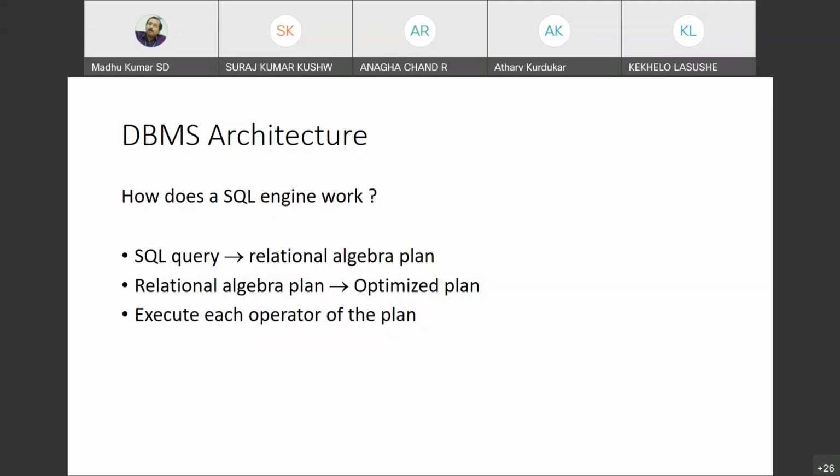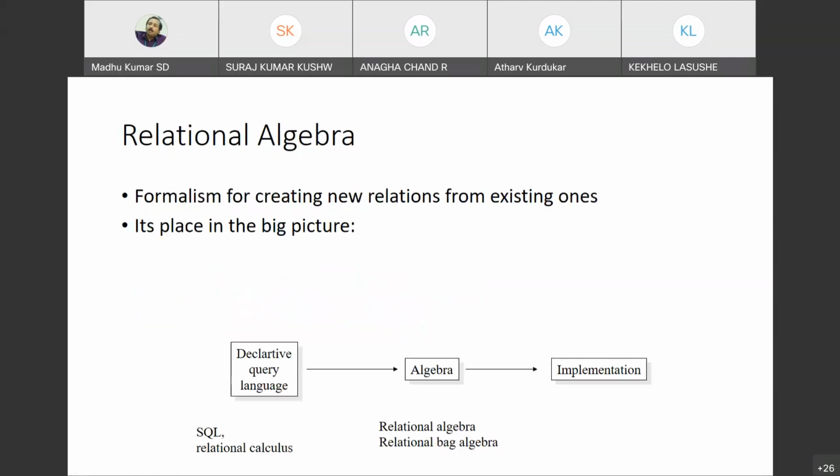It is a topic which is still getting a lot of research attention. We'll study that in one of the coming classes. So optimizing a given query with respect to memory utilization, with respect to communication, etc. Anyway, in the DBMS architecture, after translating a SQL query into relational algebra, that will be optimized, and finally each operator of the plan for query evaluation will be executed. So that is what is happening.